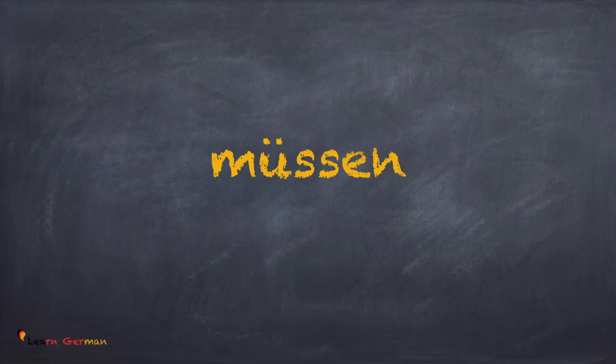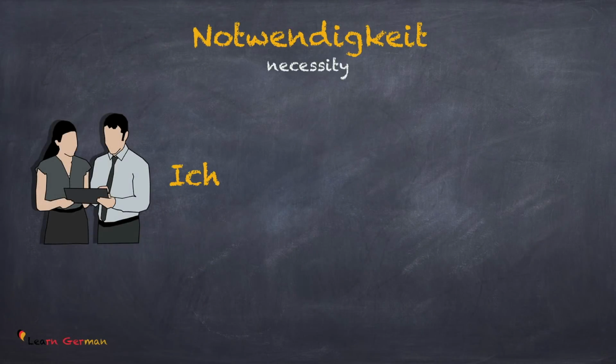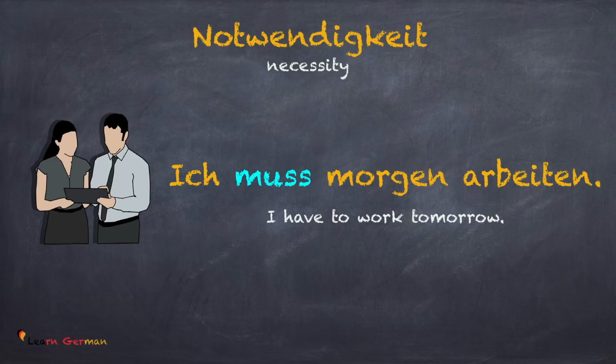Now let's look at the next modal verb, müssen. The most basic use of müssen is when you're expressing necessity. Notwendigkeit. For example, Ich muss morgen arbeiten. In this case, it's a must that I have to work tomorrow. That's why you would use the modal verb muss.